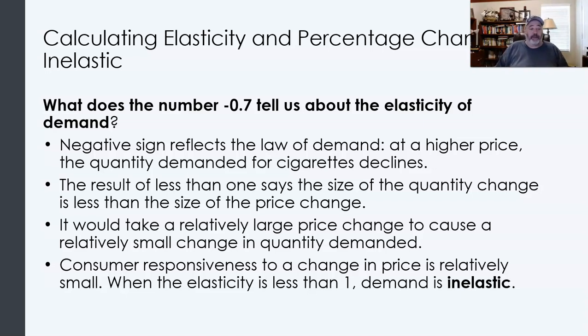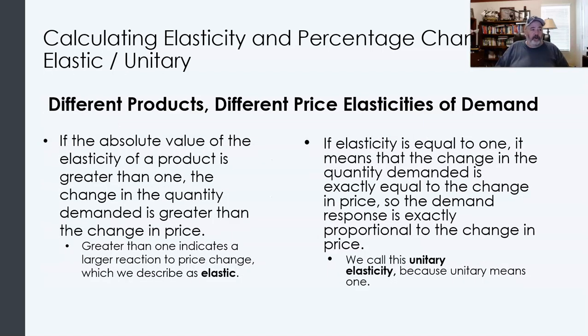All right, so it takes a relatively large increase in price to cause a significant decline in consumption of cigarettes, which is the challenge we face. Right? Consumer responsiveness is relatively small when the elasticity is less than 1. Demand is again inelastic, as we talked about. All right. If the absolute value of the elasticity of a product is greater than 1, the change in the quantity demanded is greater than the change in price. That makes it elastic.